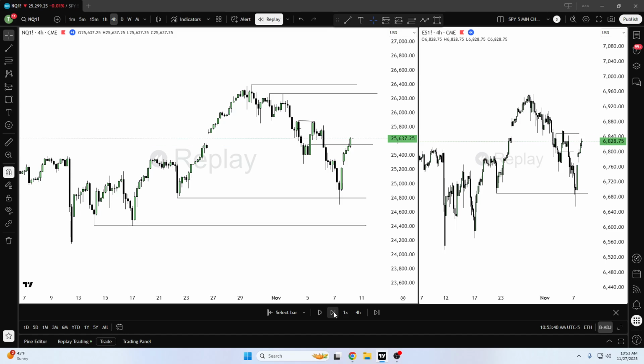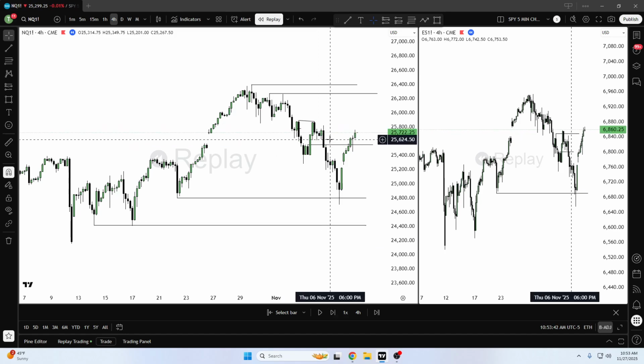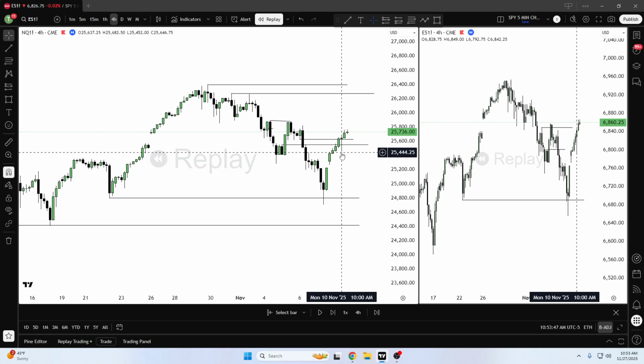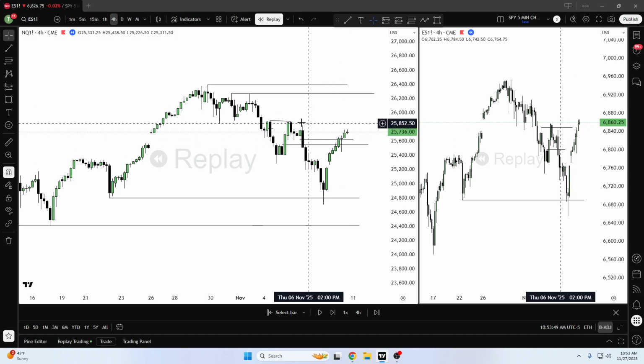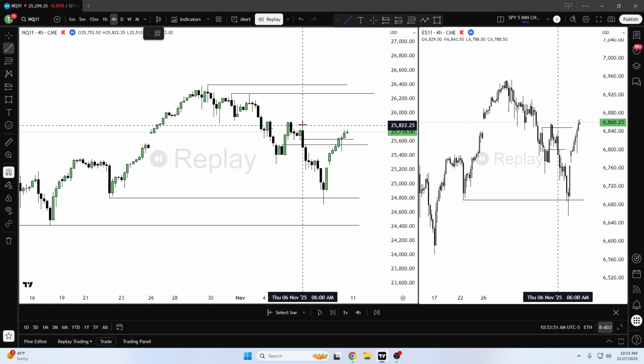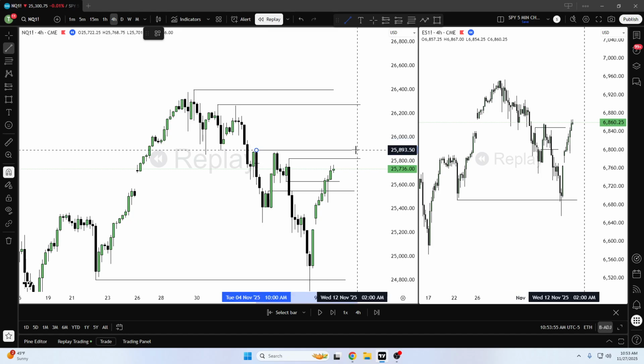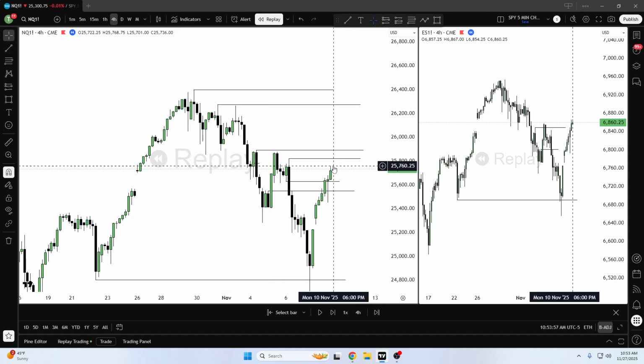So let's see how structure builds. You can see here we get a violation of this 4-hour gap. We get a retracement and respect this towards that 10 a.m. At this point, you can anticipate this internal high to get met. You can anticipate these highs are likely to get met. This is at 6 p.m.